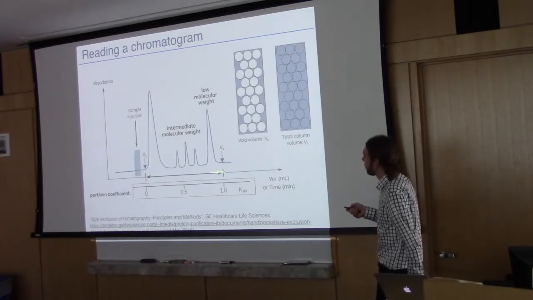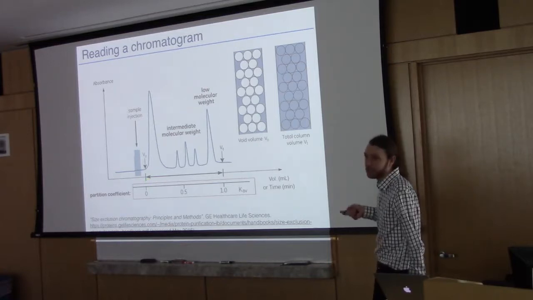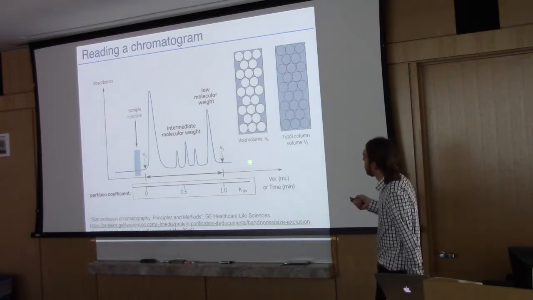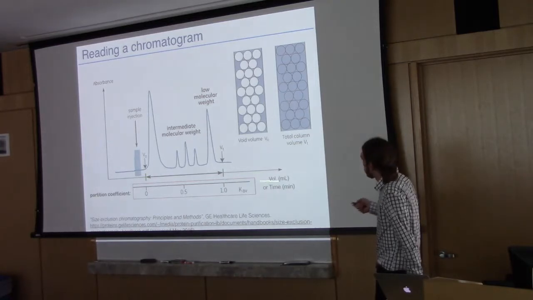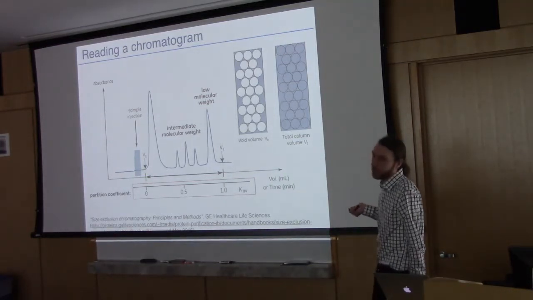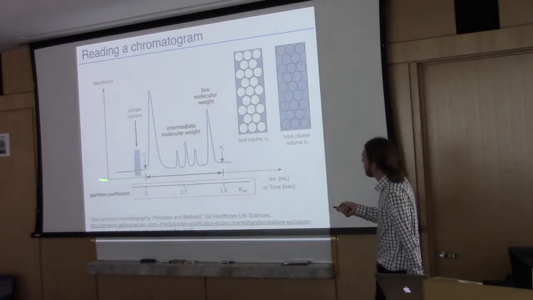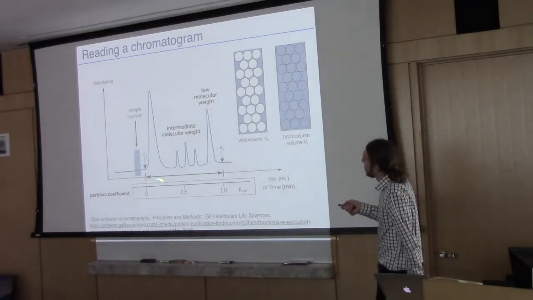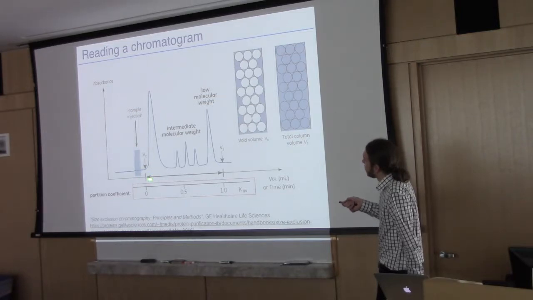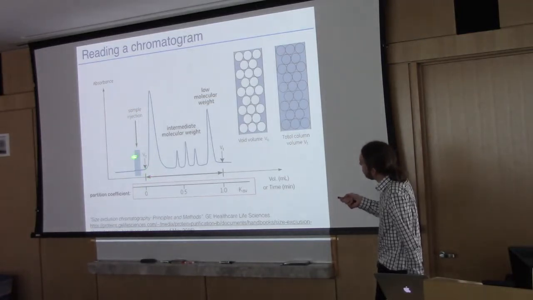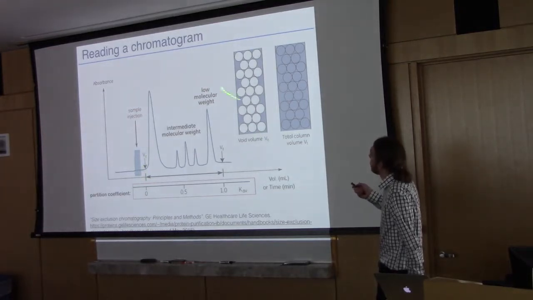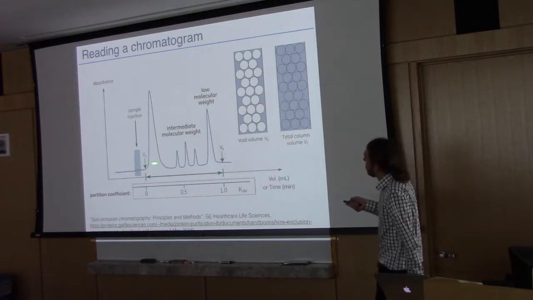Now, when you're looking at a chromatogram, it's good to know the terminology of what these different things are. The horizontal axis here is usually volume or time. So the first thing to come out is on the left-hand side, and this is typically the largest object. This V0 is the volume that corresponds to the void volume, so excluding the beads. So this is the volume that the largest objects would explore.